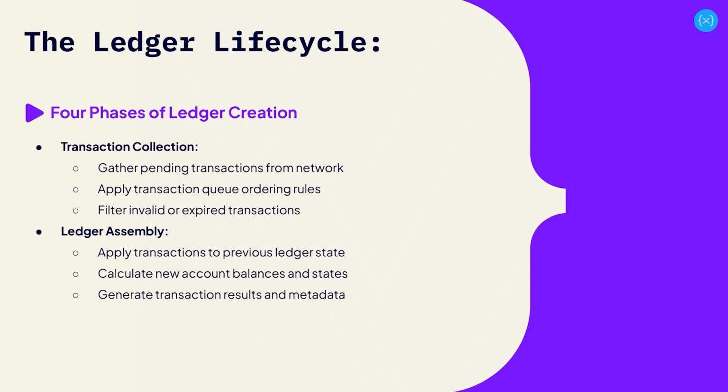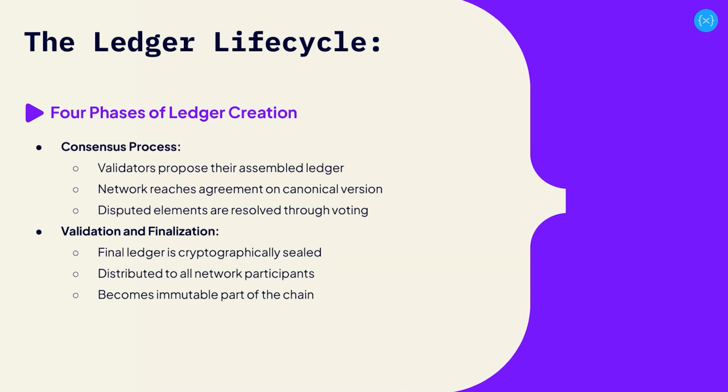Next, we assemble the ledger. We apply these transactions to the previous ledger state. We calculate new account balances and states, and then we generate transaction results and metadata. Third, we move to the consensus process, where validators propose their assembled ledger. The network reaches agreement on a canonical version, and disputed elements are resolved through voting. Finally, we have validation and finalization, where the final ledger is cryptographically sealed, distributed to all network participants, and becomes the immutable part of the chain.